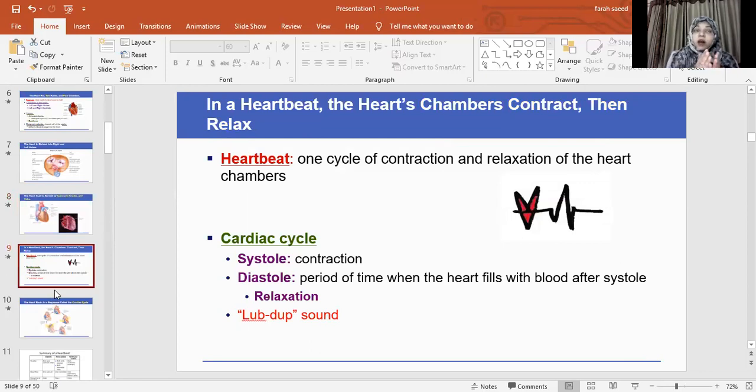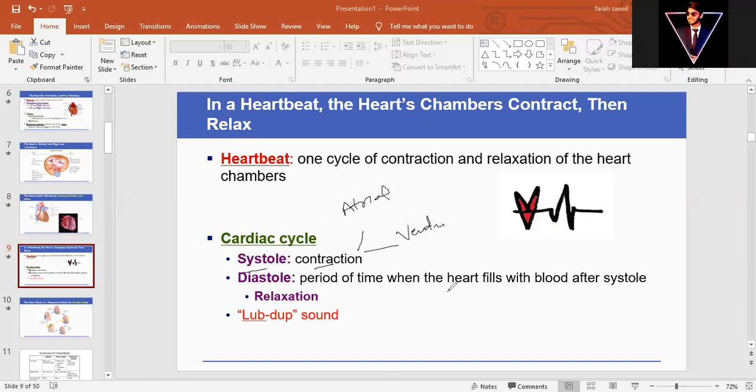What is one heartbeat? Our heartbeat is made up of contraction and relaxation of a heart chamber. For this purpose, remember that the word systole means squeeze or contraction, right? In our syllabus, two types of systoles are there: one is atrial systole and the other one is ventricular systole.